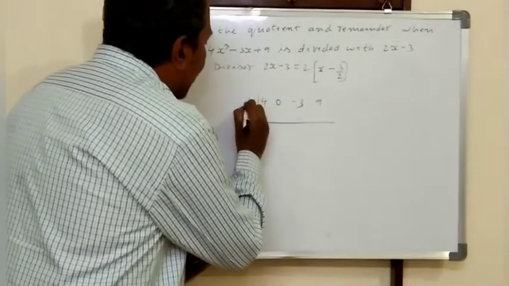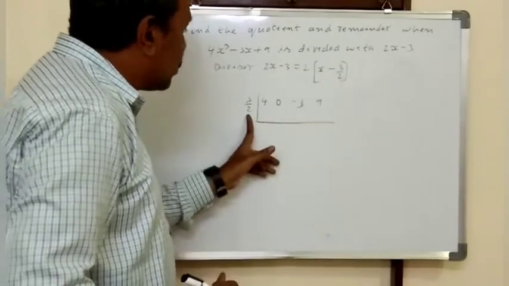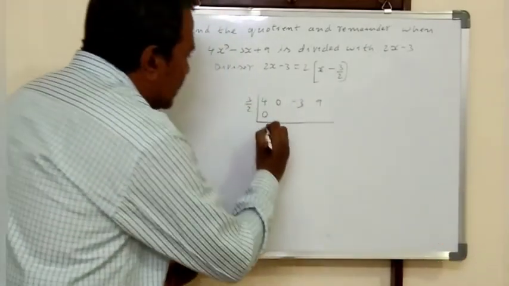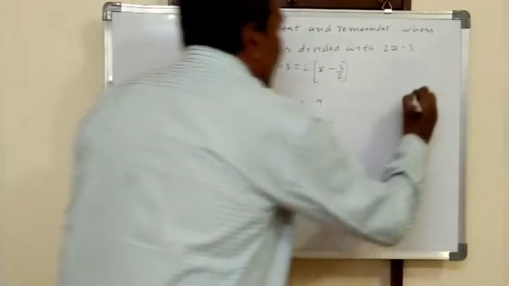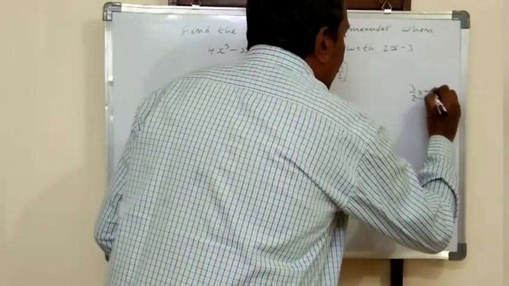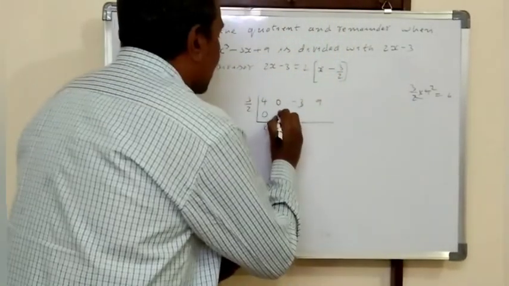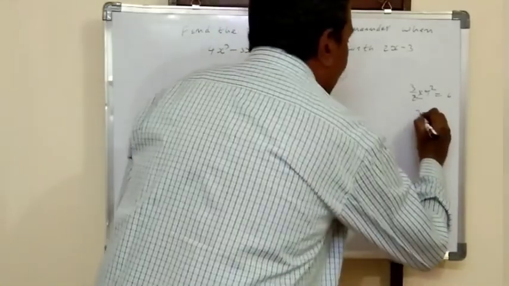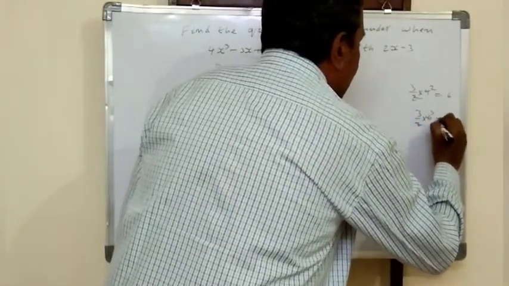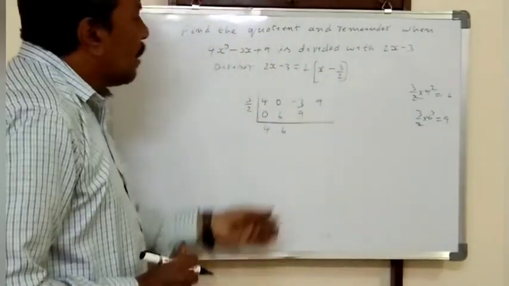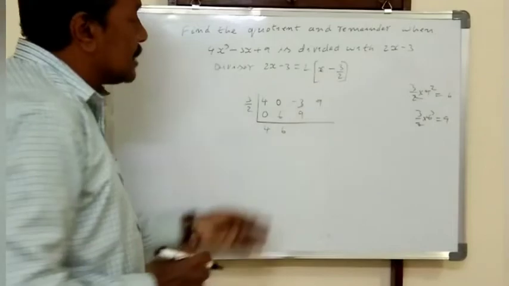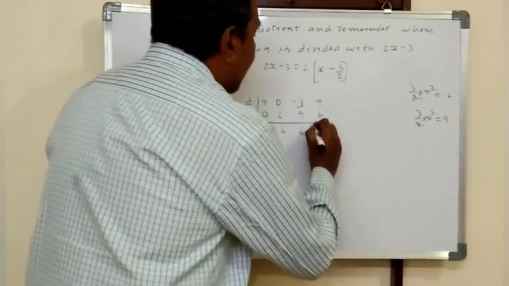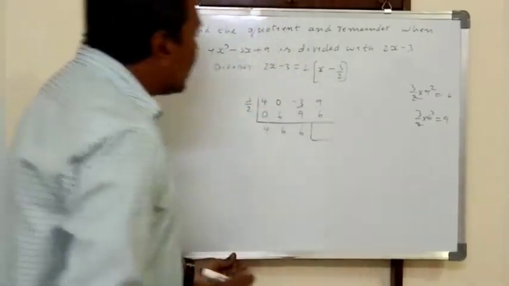So here we keep 3 by 2, and under 4 keep 0. 4 plus 0 is equal to 4. 4 into 3 by 2 is 6. 0 plus 6 is 6. 6 into 3 by 2 is 9. Minus 3 plus 9 is 6. 6 into 3 by 2 is 9.